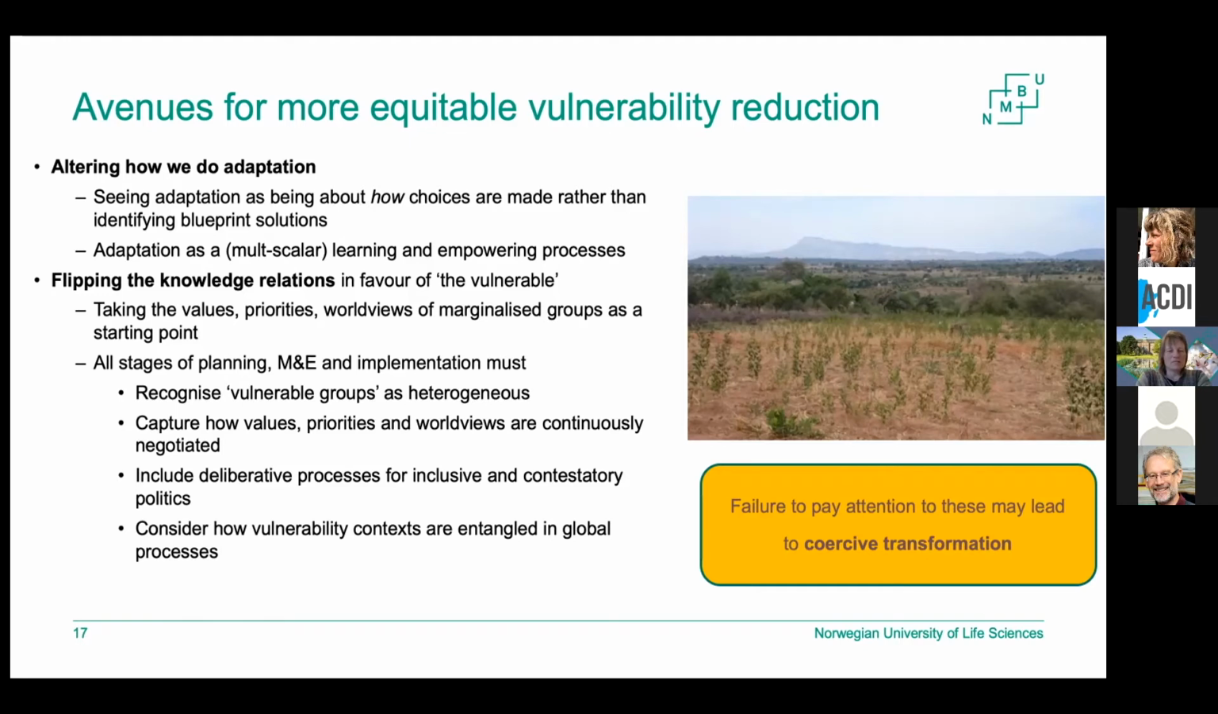And at all stages of planning, monitoring, evaluation and implementation, to recognize vulnerable groups as heterogeneous. So it's not just saying, well, we implement a measure in a vulnerable community. To most of you, this is completely well known. I'm speaking to the converted here, but I'm surprised, at times when I speak to people who either fund or plan adaptation, how vulnerable groups are just seen as this one homogeneous group who need one solution that we will tell them how to do, in the worst case scenario.